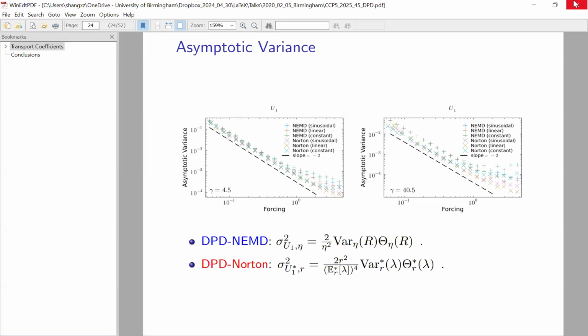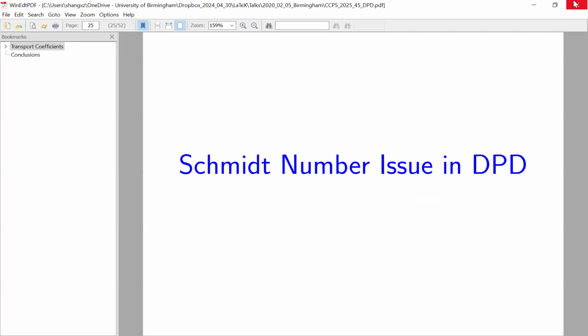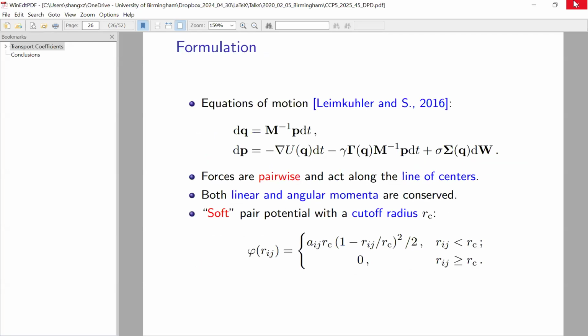Okay, thank you, let's move on. The second part of the talk will be focused on a particular issue in DPD, which is the Schmidt number issue. In this part, I will focus on the standard soft pairwise potential people typically use in the standard formulation of DPD, where we also have a cutoff radius RC. It's a very soft potential, so DPD particles can penetrate each other, and you can use a much larger step size than would be possible with a hard potential in molecular dynamics.